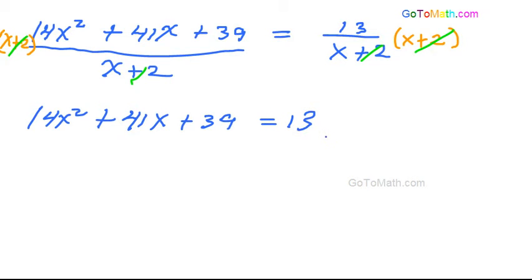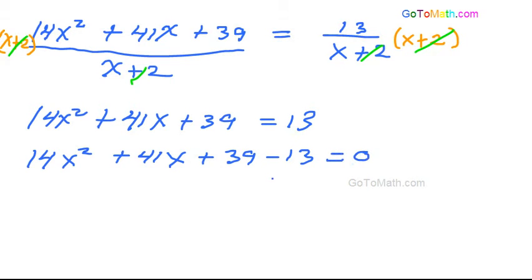So we'll subtract 13 from both sides, and we'll end up with 14x squared plus 41x plus 39 minus 13, and that'll equal 0. So just think about it, taking this to the other side, and the sign changes. Instead of plus, it becomes negative. Okay, fast way of thinking about that.